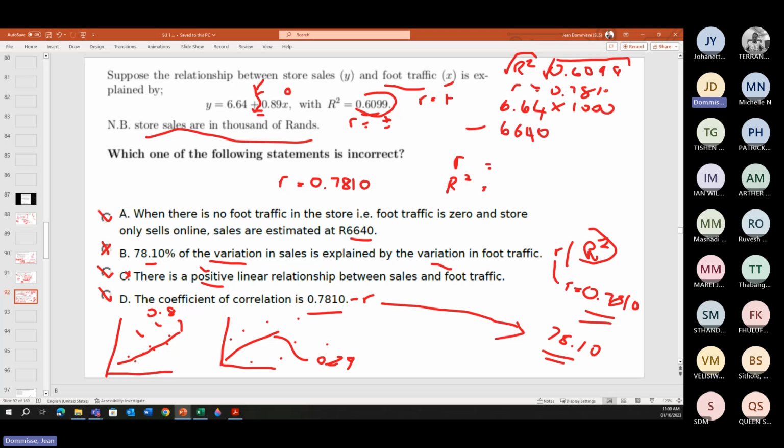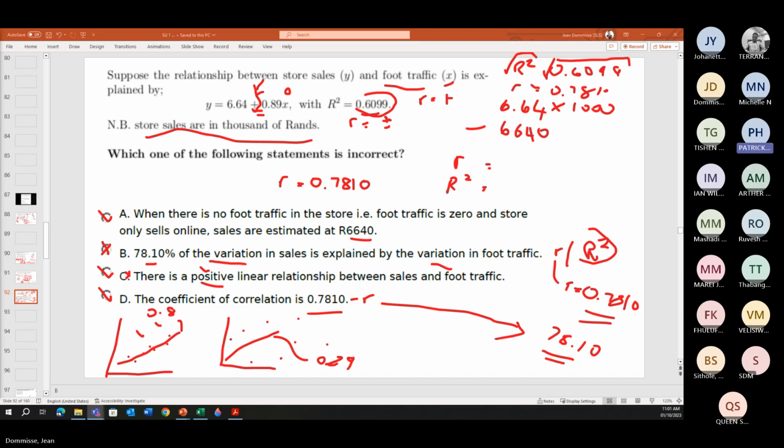Let me quickly show it: if I go to 0.6099 and I square root that, I will get 0.7810. So just square root the R to the power of 2.